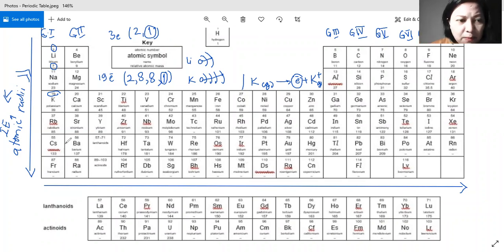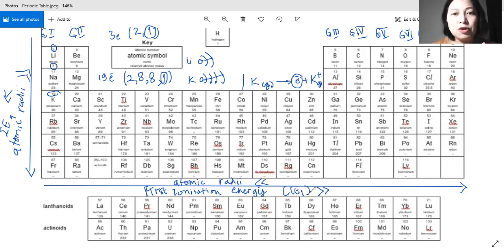So from the left to the right, we can say that the atomic radii is getting smaller in the same row. And as the result, as atomic radii gets smaller, the ionization energy, in this case the first ionization energy, or what we call IE1, will get bigger.